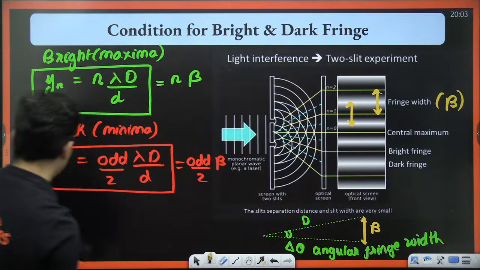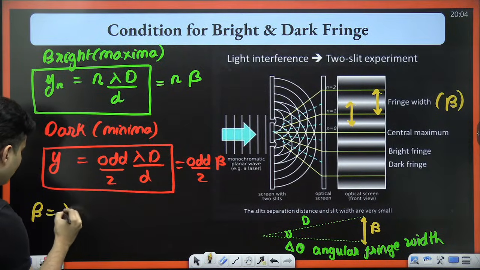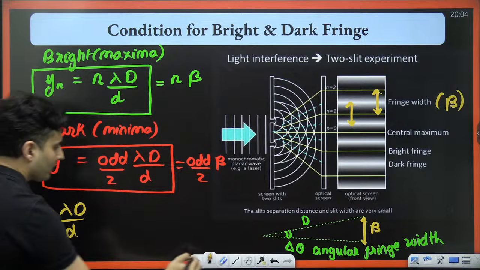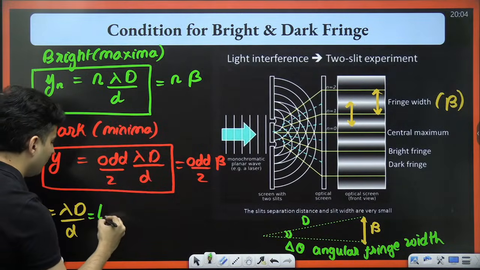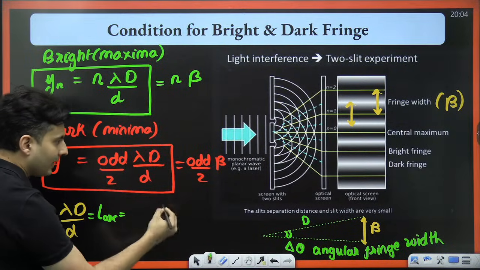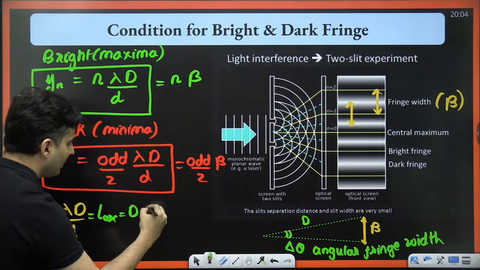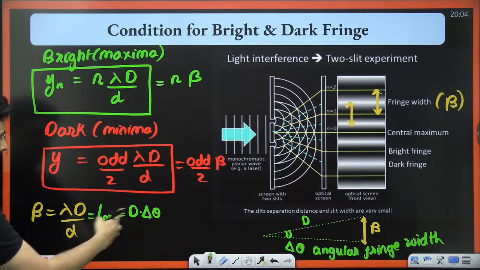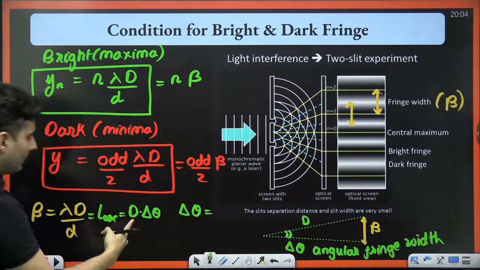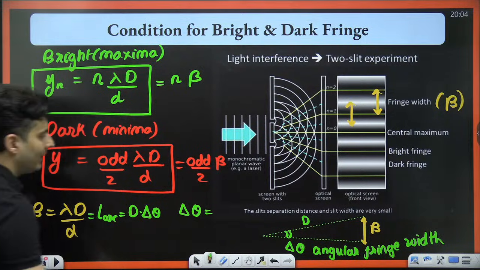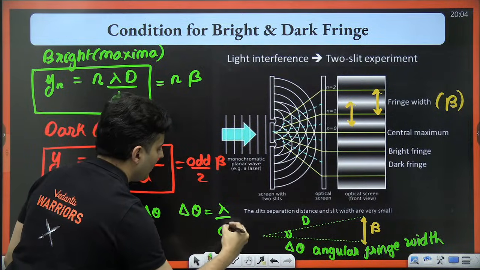Just one second. So beta will be lambda d by d, and beta is like the length of that arc, which is a radius into theta. Radius is d and angle is del theta. d cancels, so del theta will be how much? Lambda by d will be nothing but lambda by d.